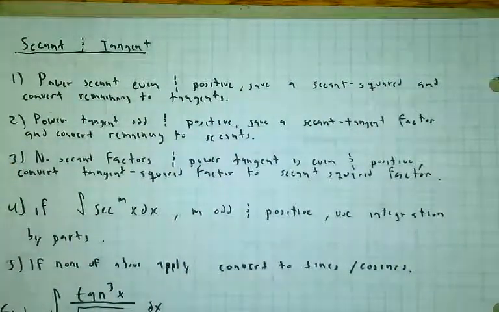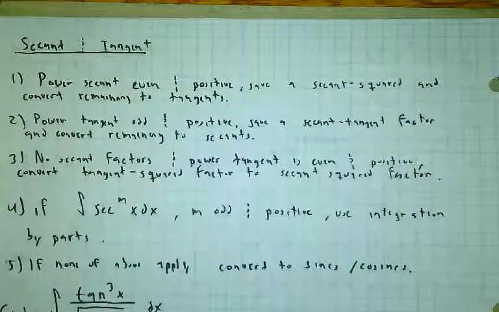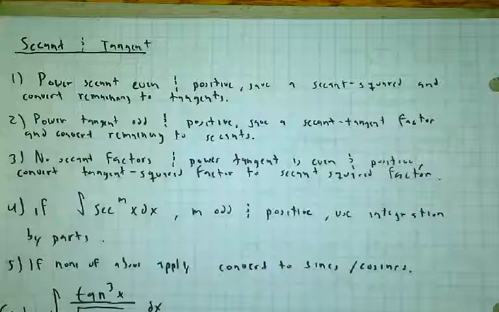Number 4, if you only have secants to a power and that power is odd and positive, you will use integration by parts. And 5, my least favorite of them all, is that if none of the above work, you will turn everything into sines and cosines, and then you will utilize the 3 rules that we started with today. That is the worst case scenario. You do not want to start there just because you feel comfortable with sines and cosines.